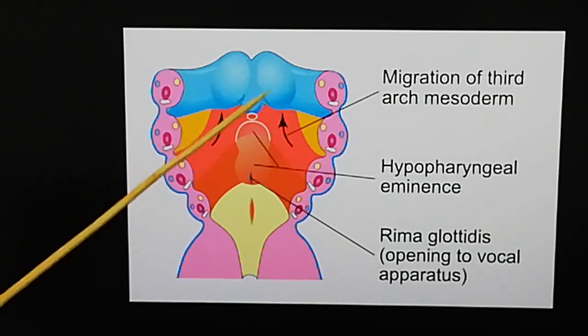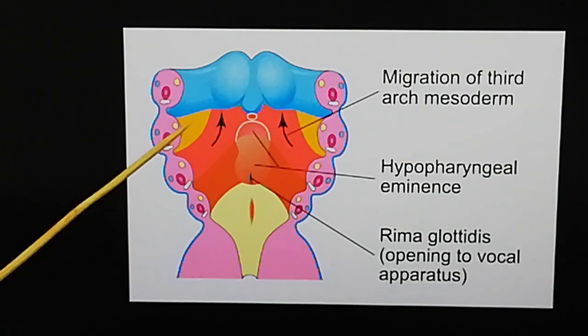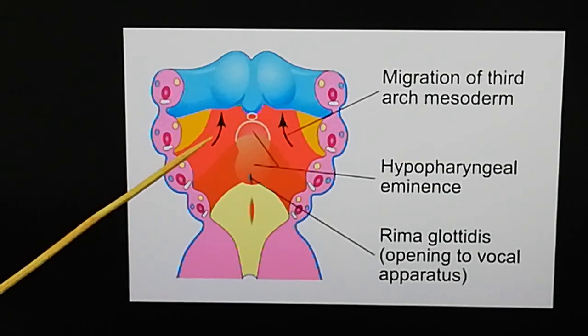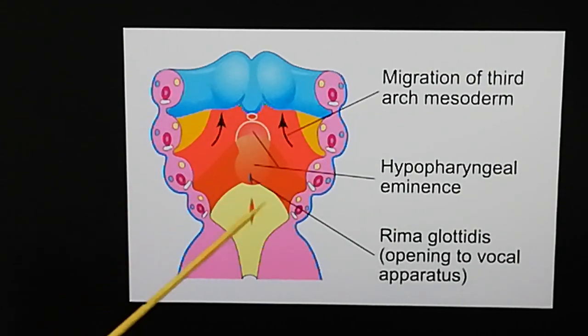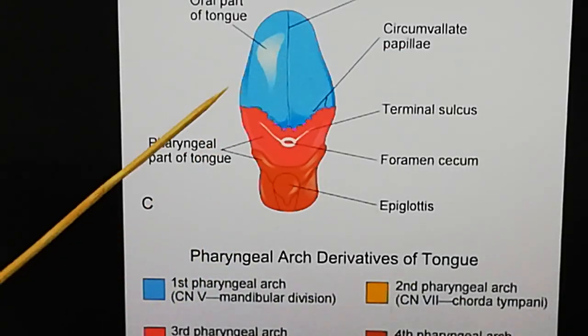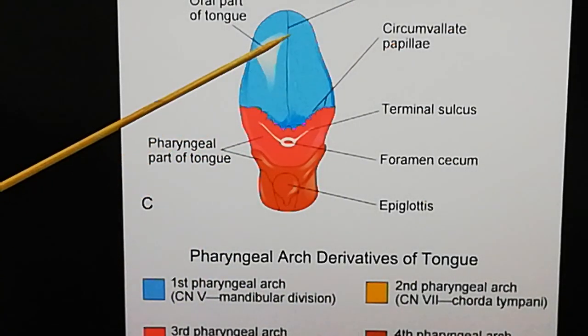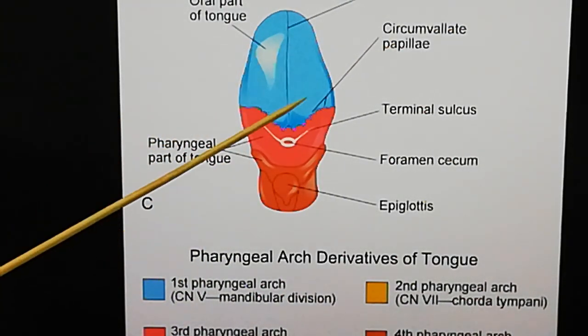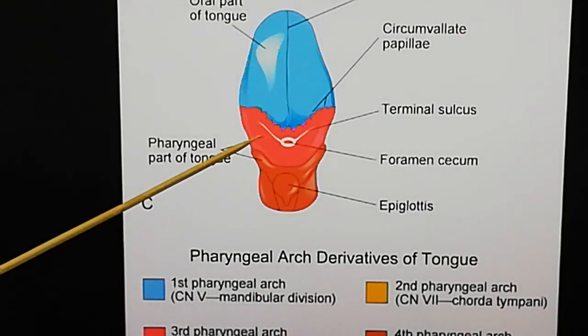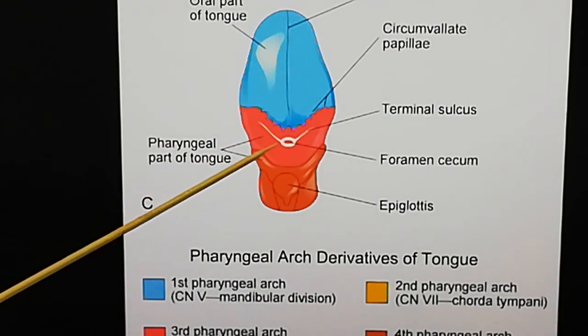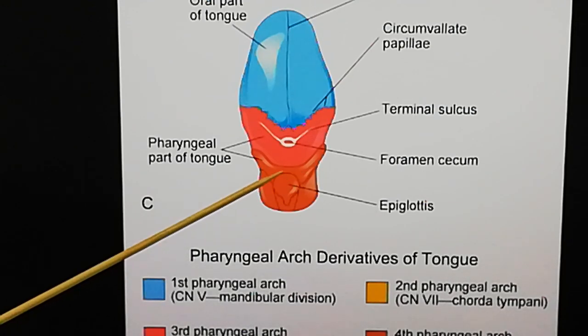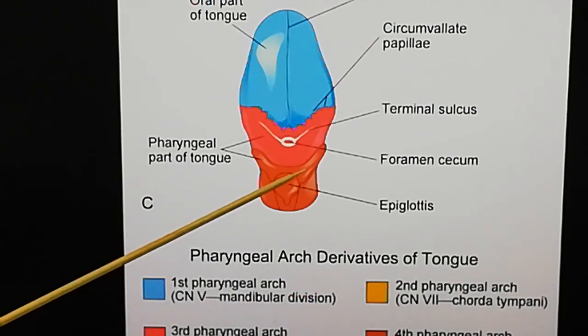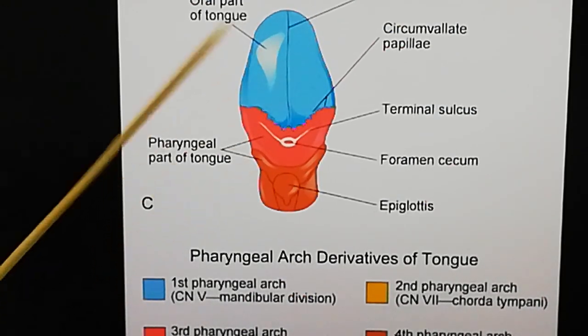These two lateral swellings overgrow this midline swelling, and now we can see that this second arch is being buried and the third arch takes over to form the posterior one-third of the tongue, right? Now we will see the picture of a tongue. This is the anterior two-third formed by the first arch, and this is the posterior one-third formed by the second, third and fourth pharyngeal arch, and this is the posterior most part formed by the fourth pharyngeal arch.